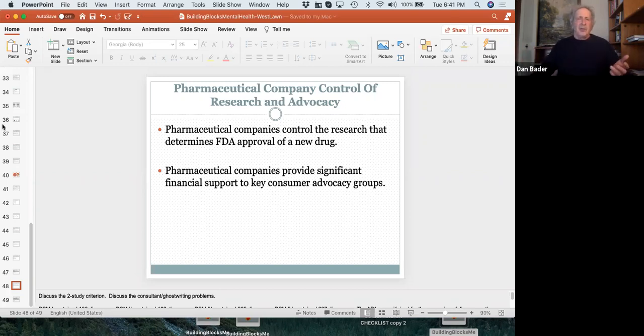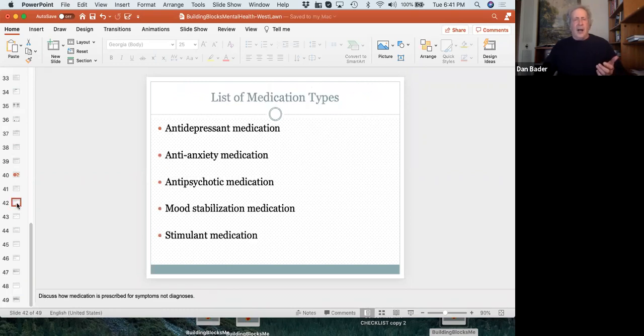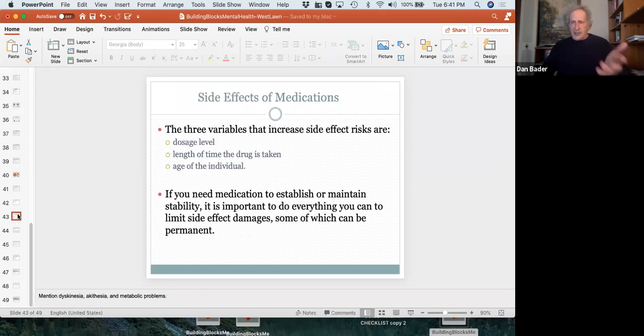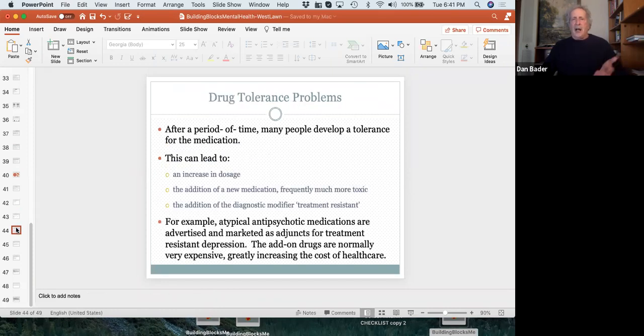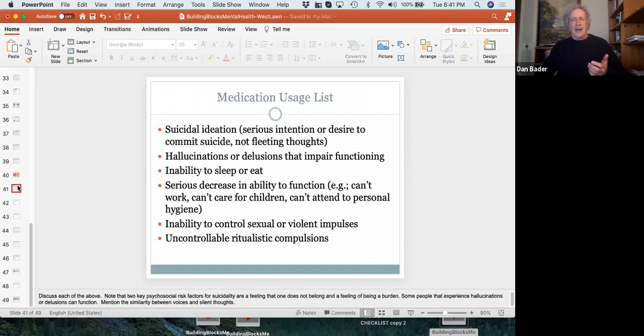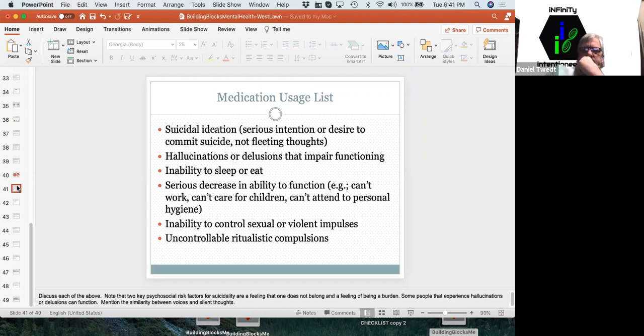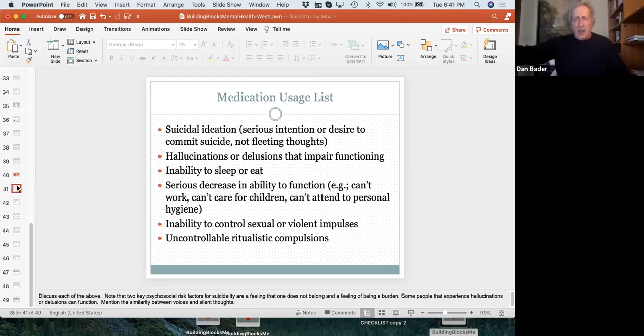And so, like I'm doing here in this little presentation, I'm giving you the medication types. I'm giving you the side effects of medication. All this is fine. I'm giving you drug tolerance problems. I'm giving you the medication usage list. Here are the things: suicidal ideation, hallucinations or delusions, inability to sleep or eat, serious decrease in functioning, inability to control sexual or violent impulses, uncontrollable ritualistic compulsions. Go ahead and take medication. I would recommend you take it short term, maybe in some cases long term, but these are the things.